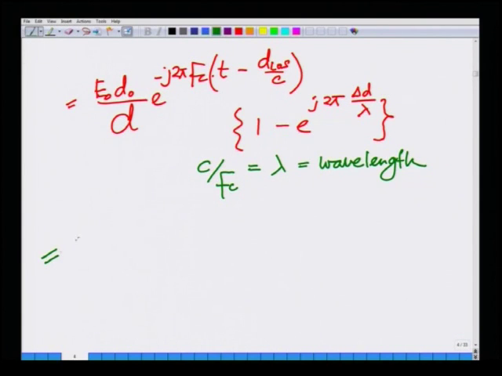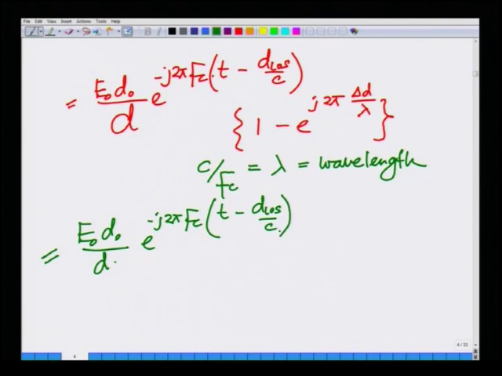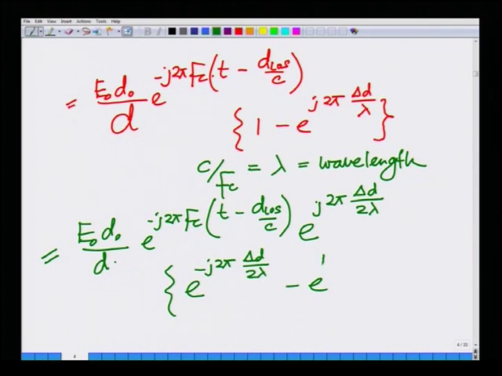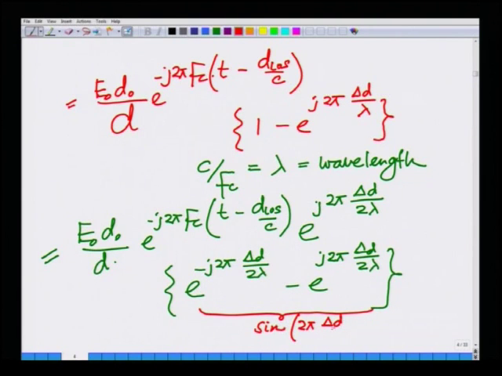And this I can further simplify as follows. This is E naught d naught by d e power minus j 2 pi f c t minus d LOS by c into e power j 2 pi delta d divided by 2 lambda times e power minus j 2 pi delta d divided by 2 lambda minus e power j 2 pi delta d divided by 2 lambda, and this factor, of course, is nothing but sine of 2 pi delta d divided by 2 lambda.